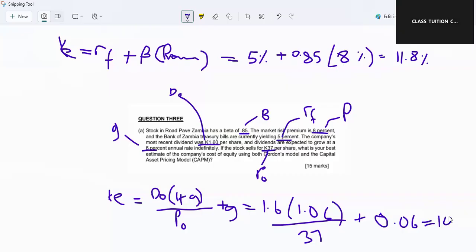10.58. So which one is the better? One is 11.8 and the other is 10.58. So calculate both of them. And what's your best estimate? Okay, the Kaplan model is giving you the best estimate. The higher, the better. Are we together?